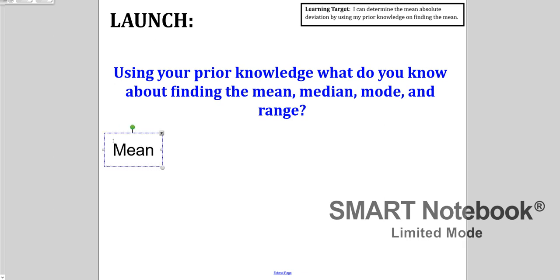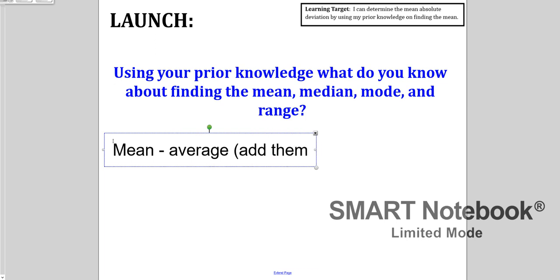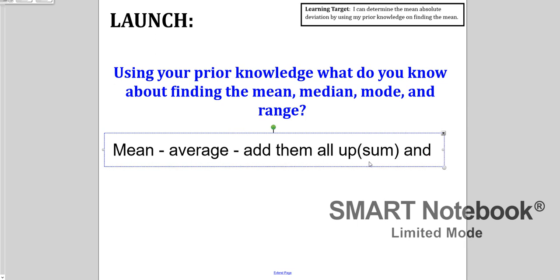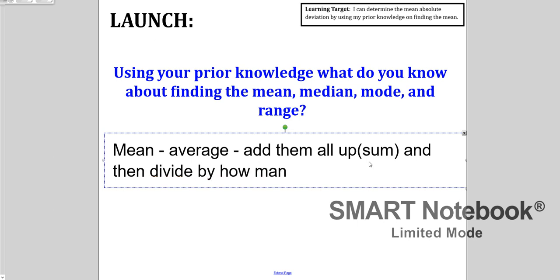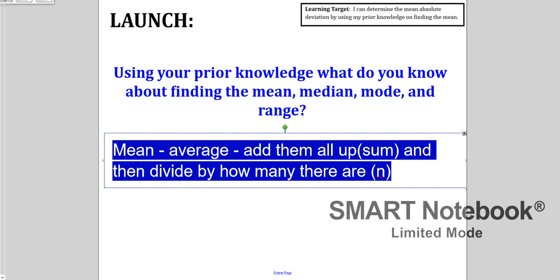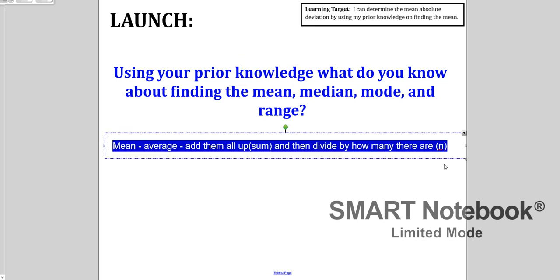When you see the word mean, I think most of you think of the word average, which technically is correct. I'm not gonna go too crazy into it, which is fine. To find the average of a list of numbers, you have to add them all up. That's called the sum. And then divide by how many there are. And we usually use the letter n to represent the number of things in a list. So that's what the mean is. We're going to practice that in a second.